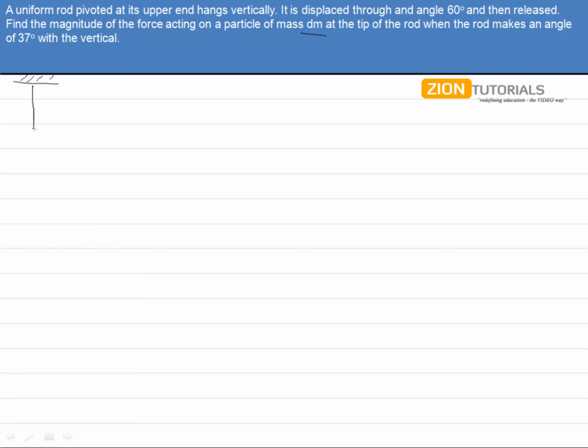Now, this is actually that vertical rod which has been displaced by 60 degrees and left, and we need to calculate the force at 37 degrees on the outermost particle, that is this one. If we look at this particle with respect to the rod, there will be a centrifugal force outwards, and the total force equals the square root of tangential force squared plus centrifugal force squared.